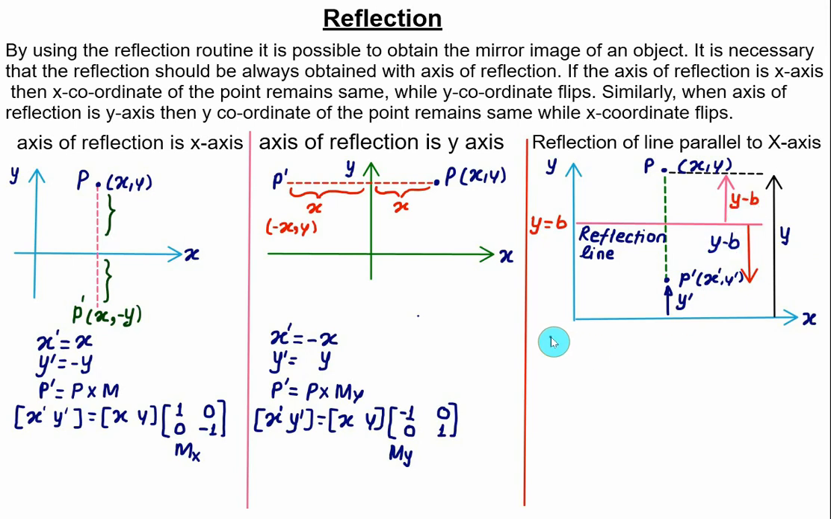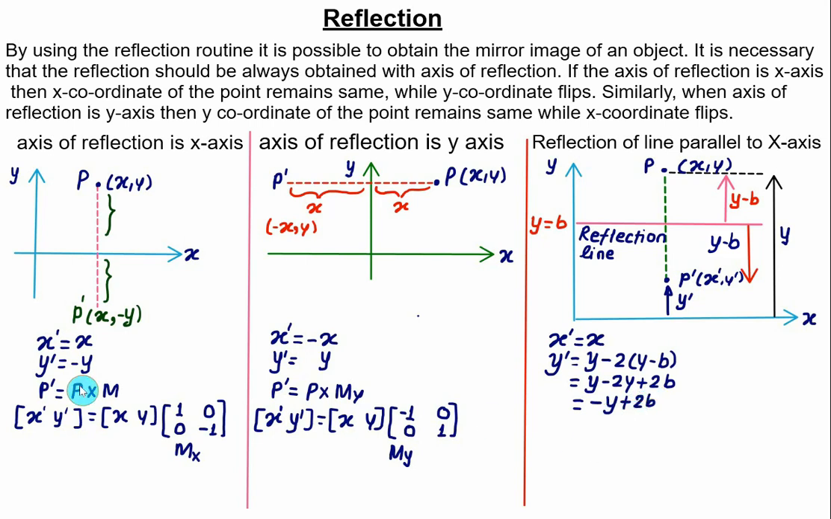So in this case we have x prime will not change. X prime is still equal to x, but we have y prime equal to y minus the total vertical distance, which will be 2 times y minus b. That is, we have y minus 2 times y plus 2 times b, or we have minus y plus 2 times b.